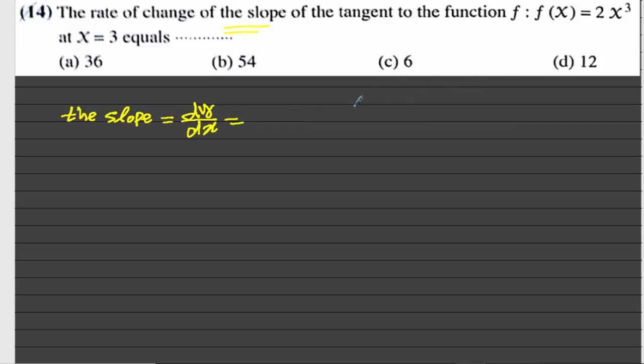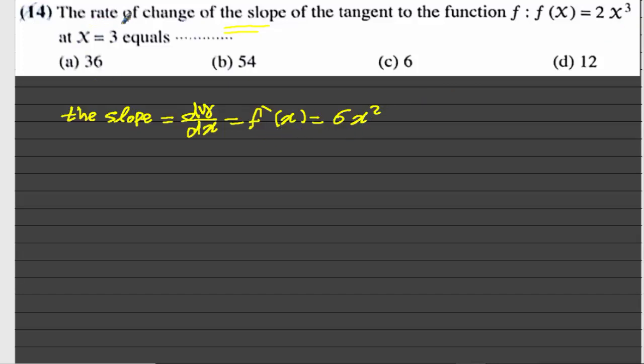And we have f of x equals x power 3. So dy dx equals f dash of x, which equals 6x power 2. 3 multiplied by 2 equals 6, and 3 minus 1 equals 2. So f dash of x equals 6x power 2.